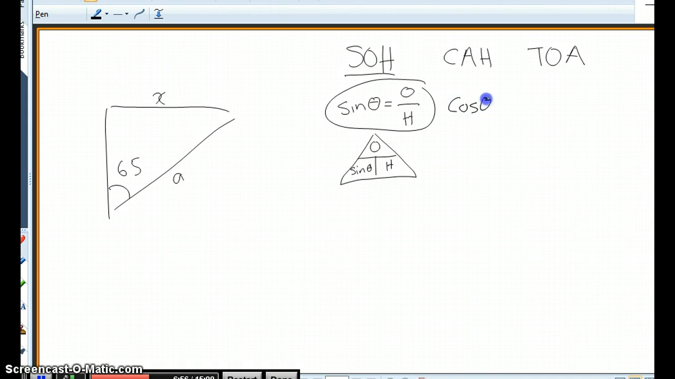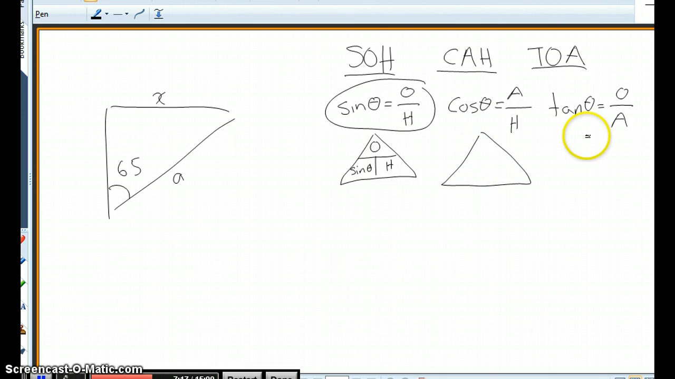The cosine of the angle, this is this acronym here, must equal the adjacent side divided by the hypotenuse. And then the tan of the angle, this one here, must equal the opposite over the adjacent. And I'll just substitute those quickly into triangles. A and H, O and A.